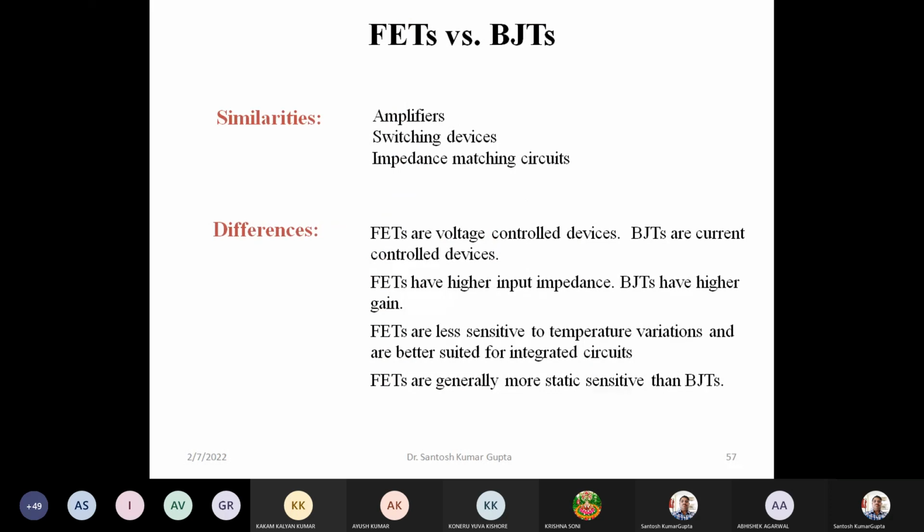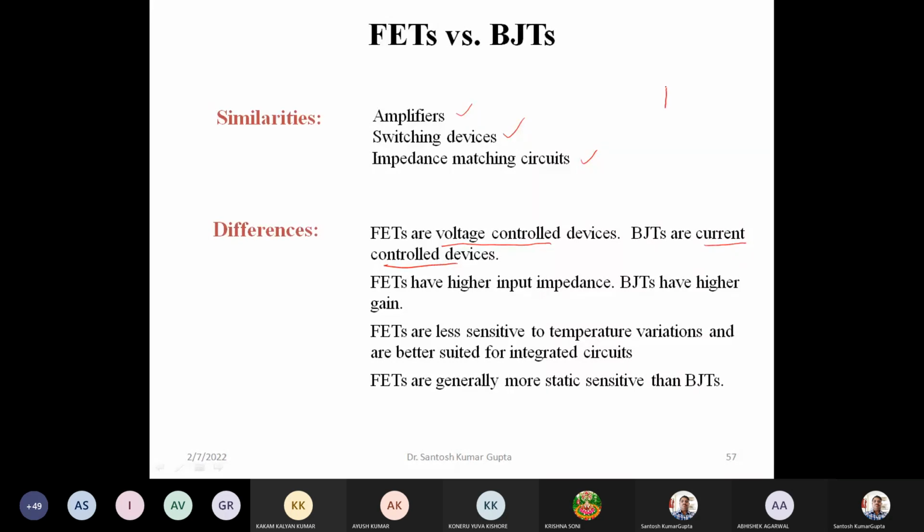Similarities: we can say that FETs and BJTs both can be used as amplifiers, as switching devices, and as impedance matching circuits. Based on their uses, they are similar, but there are salient differences between FETs and BJTs. FETs are voltage control devices, whereas BJTs are current control devices.